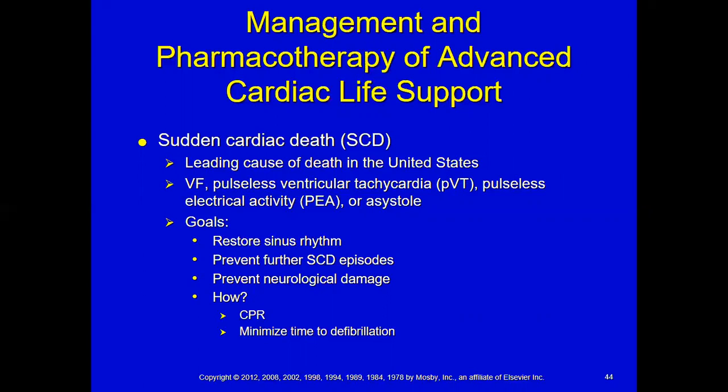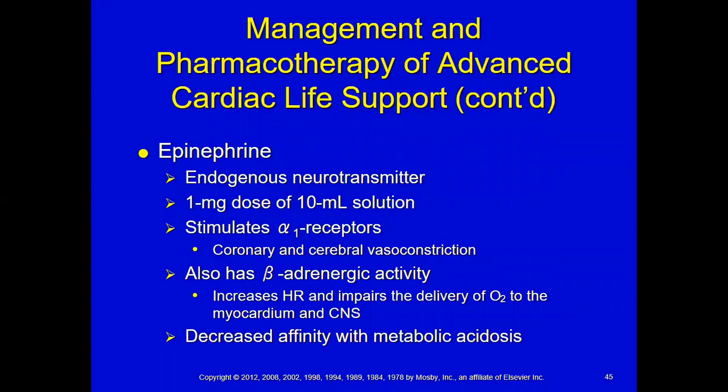Thereby slowing everything down. We're not losing as much, hopefully, neurologic damage. So how are we going to restore this rhythm? CPR and minimize the time to getting defibrillated. We all know that CPR and how fast we get them to an AED or an actual defibrillator is going to save their brain and maybe save their life. Okay, so epinephrine's the first drug. All of y'all have been in codes, and epinephrine's the first thing. And yes, you need to know the dose. It's a 1 milligram dose. Okay, so we're going to push that epi.